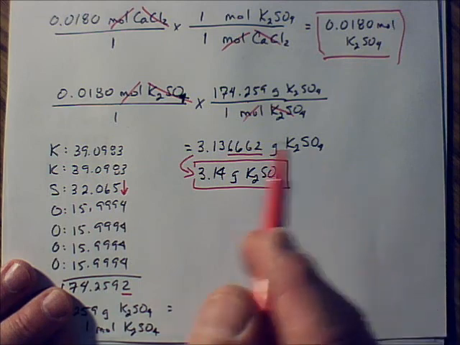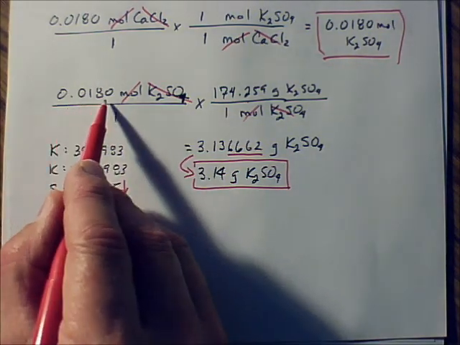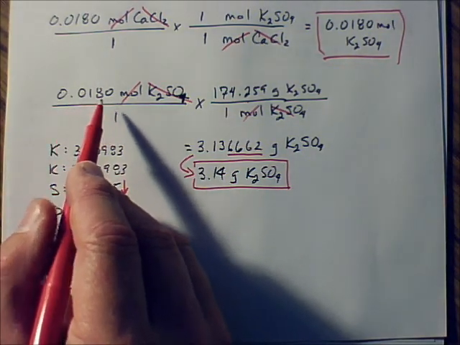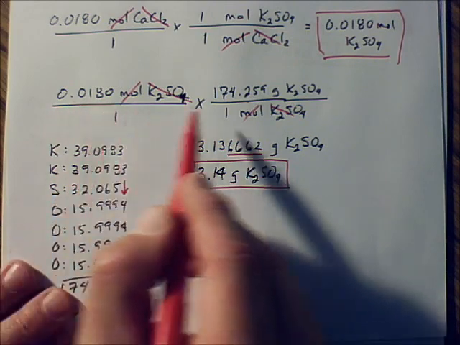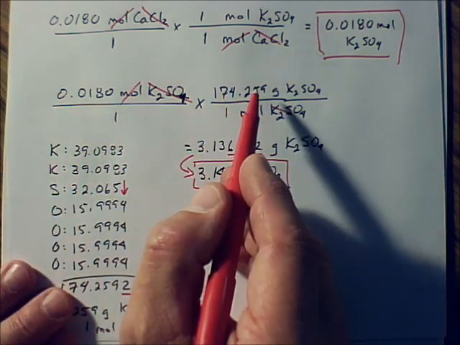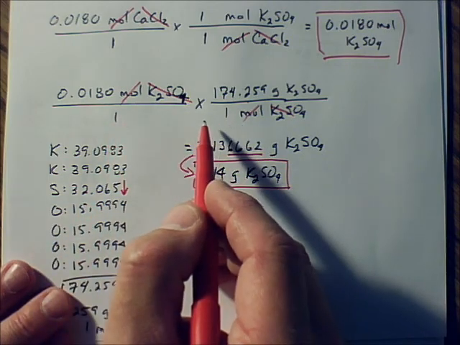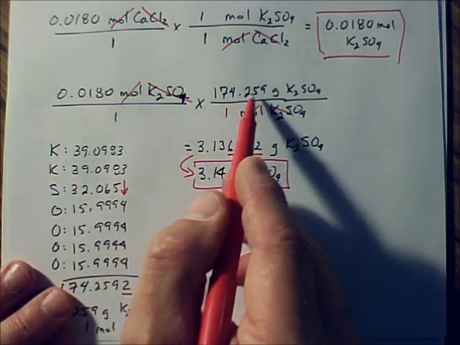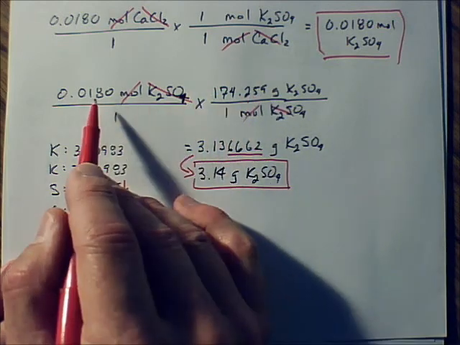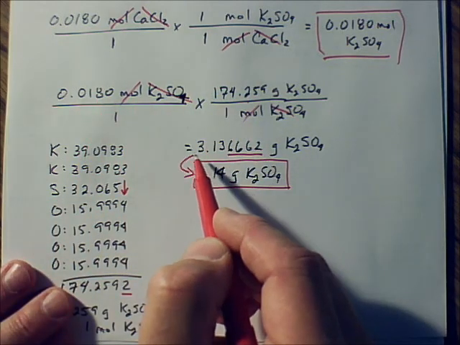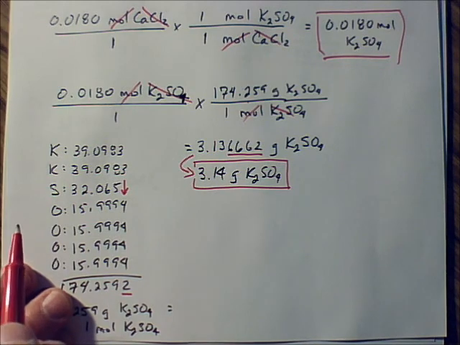The way we know that is this number here has 3 significant digits. Leading zeros are not significant. This number has 6 significant digits. These 2 numbers aren't used because they're counting numbers. So of this calculated number and this calculated number, this one has the least digits. So I choose to have 3 digits in the final answer.